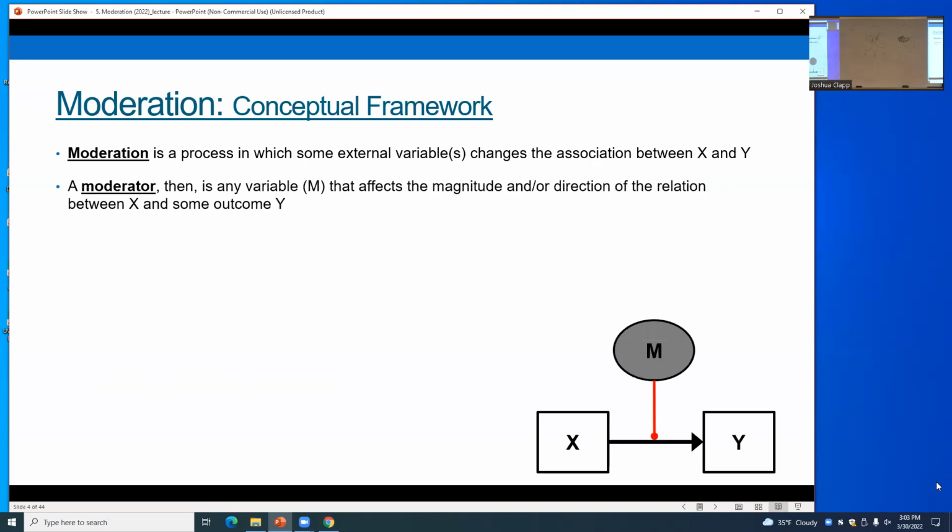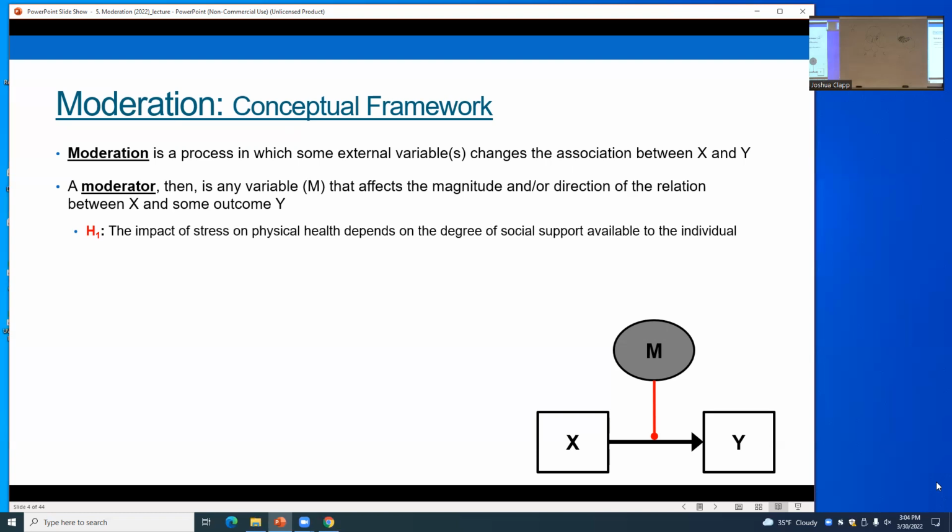So within this model, our moderator is going to be any variable that impacts the magnitude or direction of some relation. We typically draw this. This is kind of the classic diagram of moderation, right? Here we've got X is related to Y, but we've got M coming down and kind of punching that line there. It sort of starts to change it, right? It changes either the magnitude and or direction of that association.